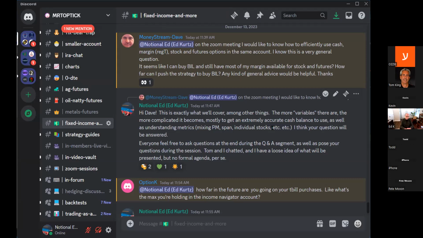We've got a cash balance, and the goal here is to use, whether it's T-bills, T-notes, T-bonds, any of those types of things, against that cash balance, which essentially gives us a free income stream at this point in time while we wait. That's exactly right, Tom.